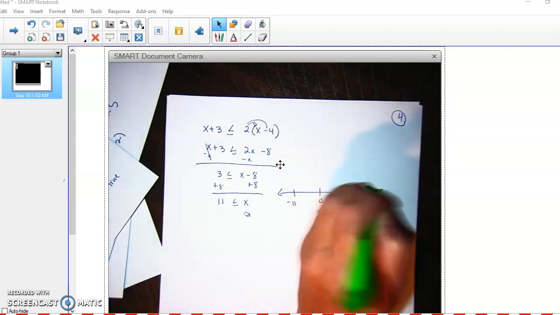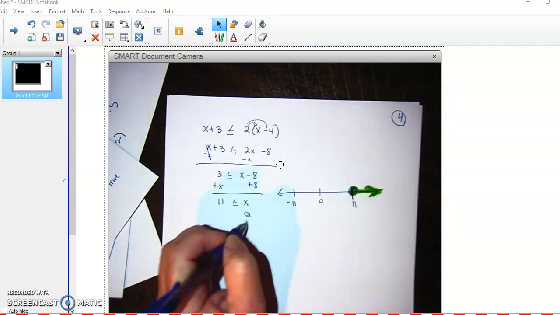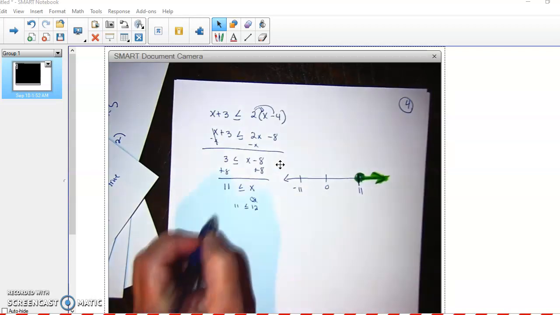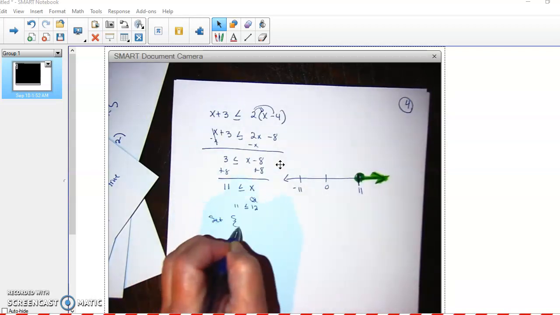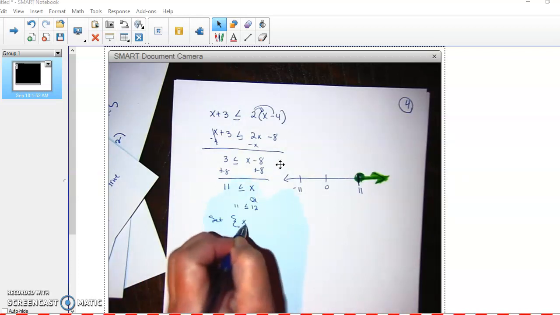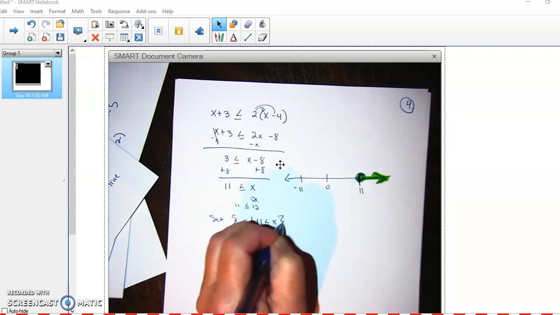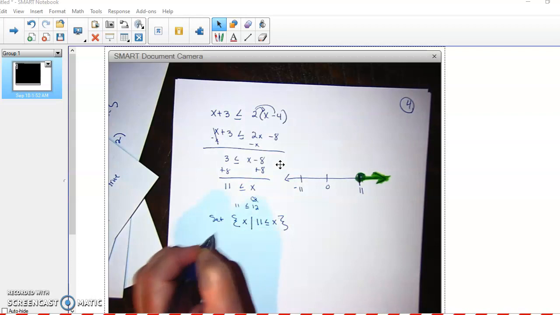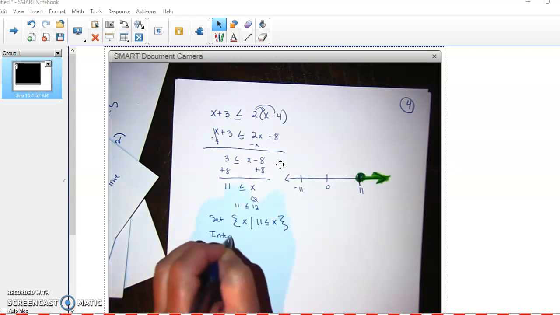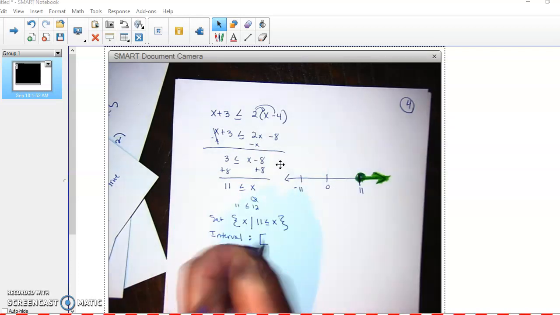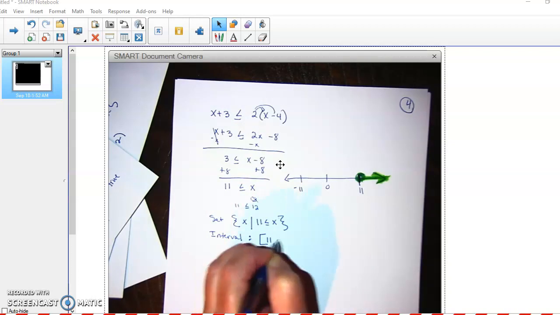And then let's just check it. The next number would be 12. If I put 12 in here, would that make that inequality true? Absolutely. 11 is less than or equal to 12. Okay? So we know it's correct. Okay, we're going to do our set notation. So we're going to say x such that, and we can put it just like it is. A lot of people will put the x first, and that's good. And then we'll do our interval. So the graph starts at 11, and 11 is included, so we're going to use a bracket. 11 and infinity.